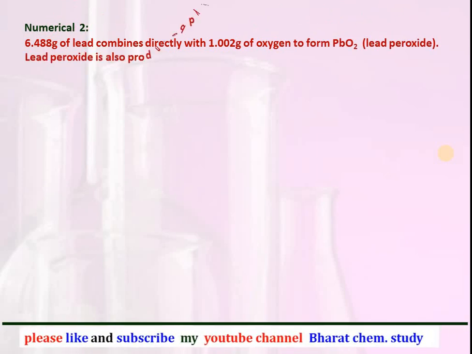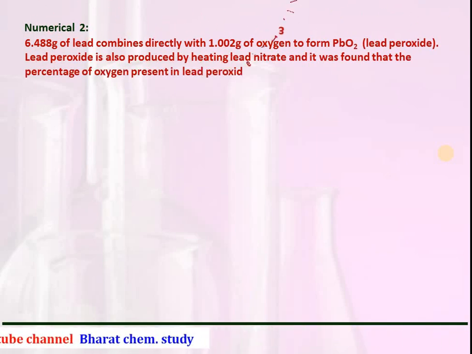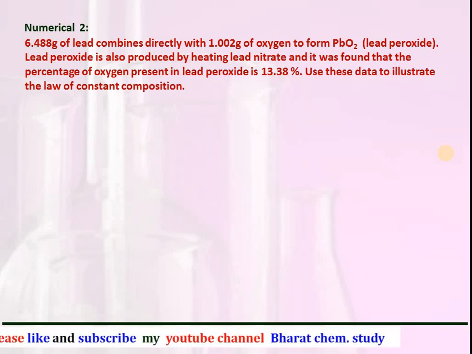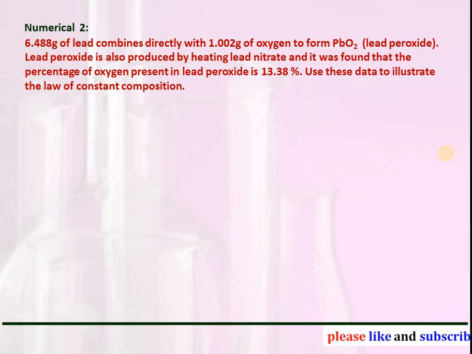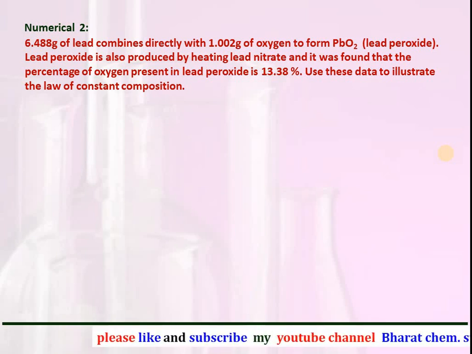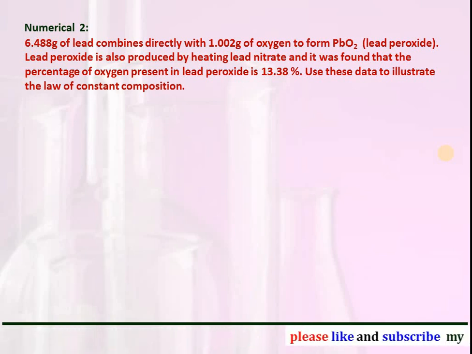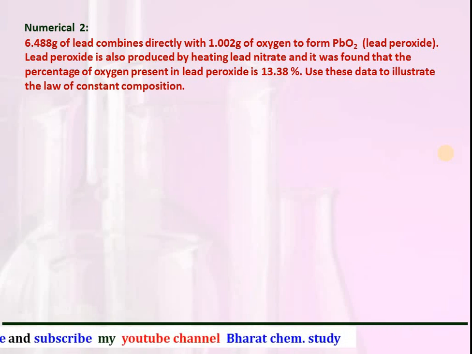So here is another experiment in which 6.4 gram of lead combined directly with 1.002 gram of oxygen to form lead peroxide. The lead peroxide is also produced by heating lead nitrate, and it is found that the percentage of oxygen present in lead peroxide is 13.38%. Use this data to illustrate the law of constant composition.